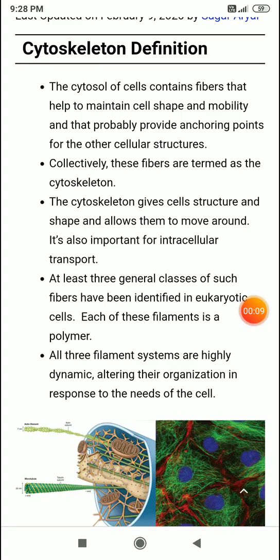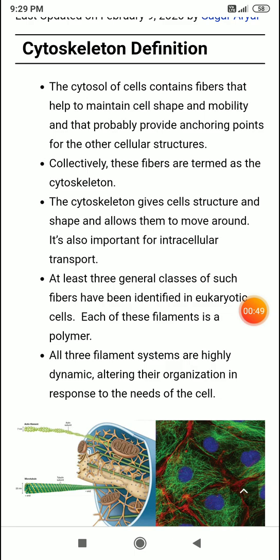Today we are going to see what is the cytoskeleton. The cytosol of cells contains fibers that help to maintain cell shape and motility and provide anchoring points for other cellular structures. These fibers are collectively termed the cytoskeleton. The cytoskeleton gives cells structure and shape and allows them to move around. It is also important for intracellular transport.